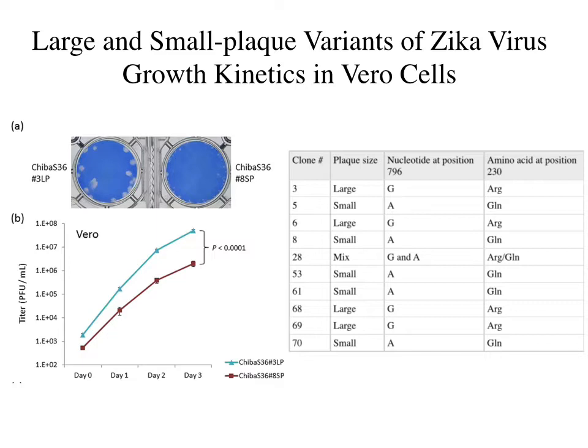An Asian American lineage Zika virus strain formed two types of plaques, large and small. Growth kinetics of a large plaque clone was faster than that of a small plaque clone in Vero cells. Genomic analysis of the plaque-forming clones obtained from the isolates indicated that the clones forming small plaques commonly had an adenine nucleotide at position 796 in the nucleotide sequence, while clones forming large plaques had a guanine nucleotide at that same position, leading to a switch in amino acid from arginine to glutamine.